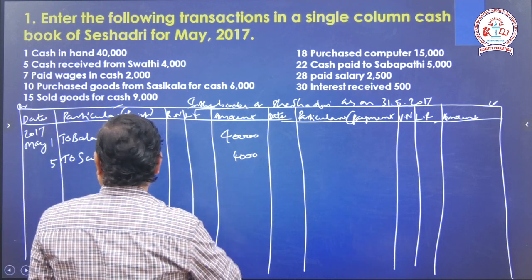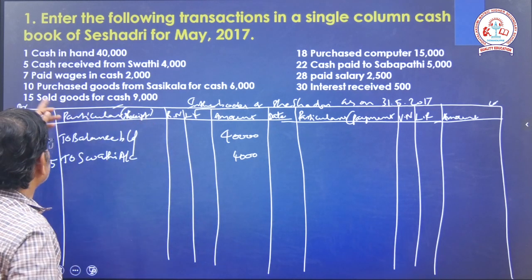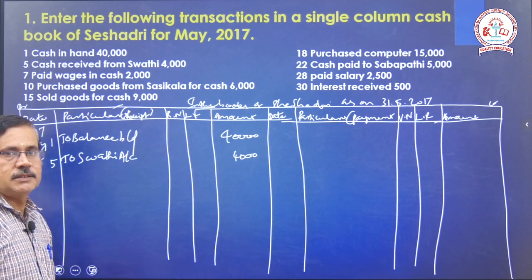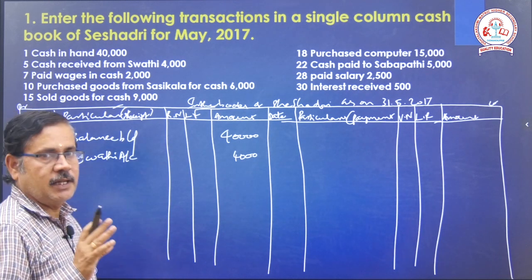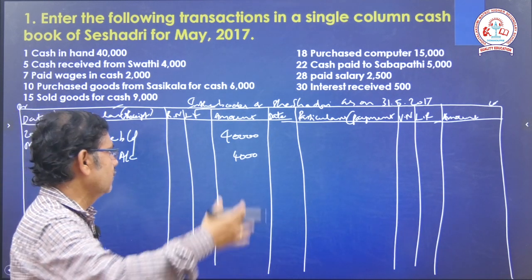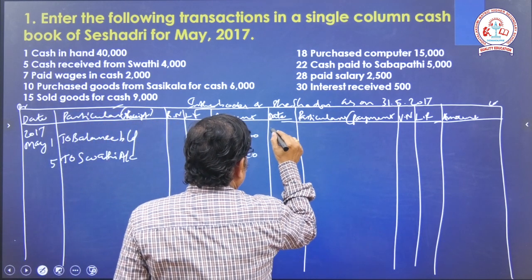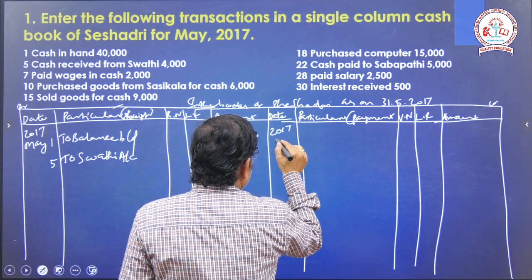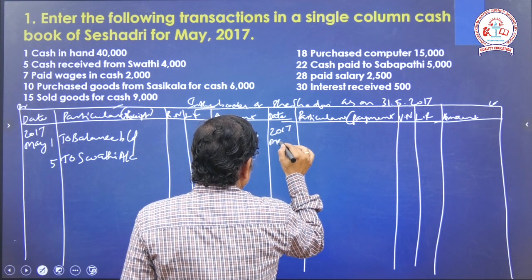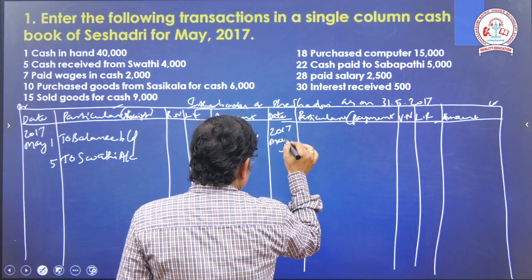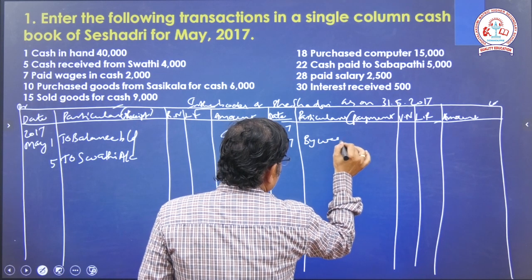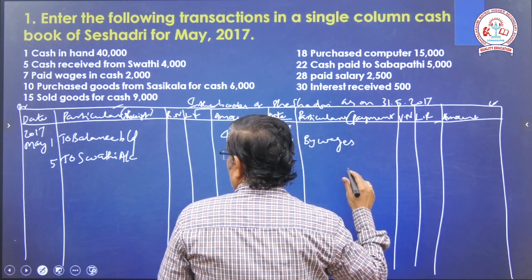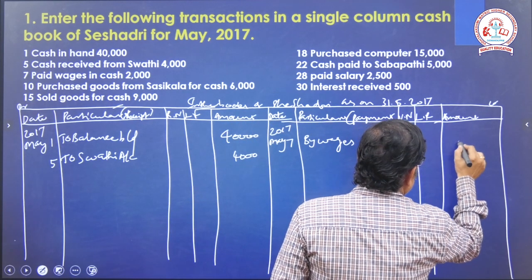Now, the next one, 7th date, paid wages in cash. Paid wages is an expense for us, so it goes to the payment side. Write the date here, 2017 May 7, and write the name here, by wages, and write the amount in the amount column, 2,000.